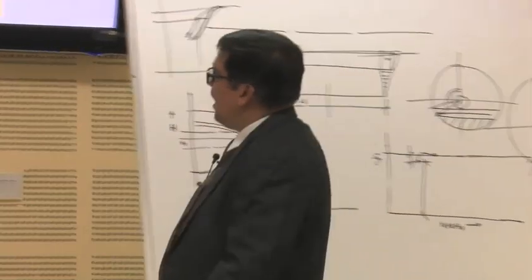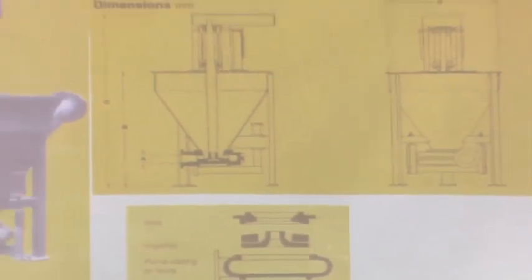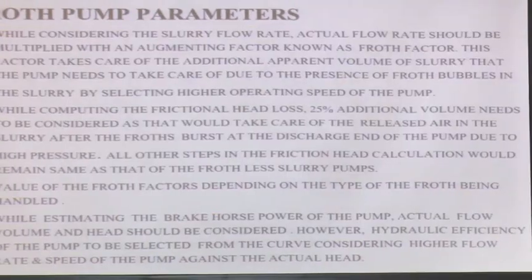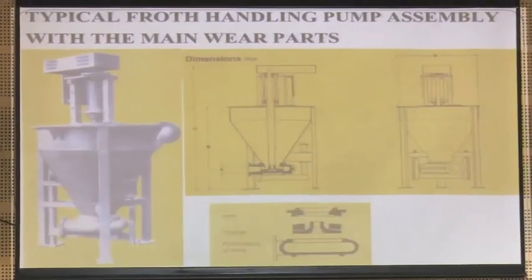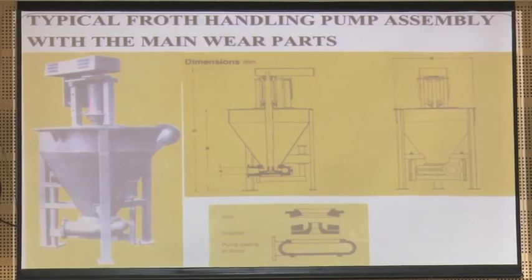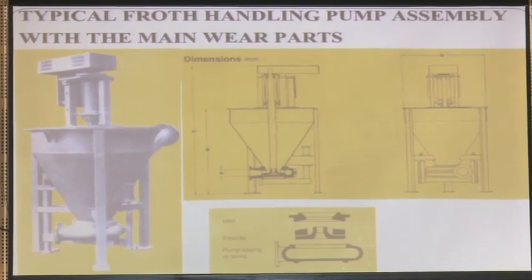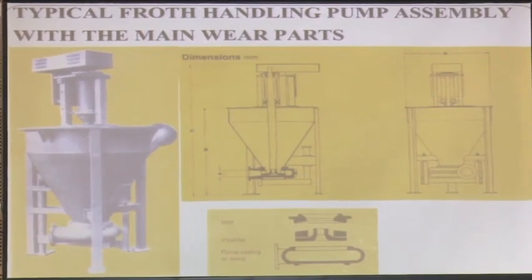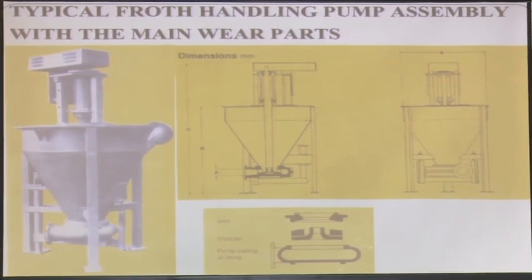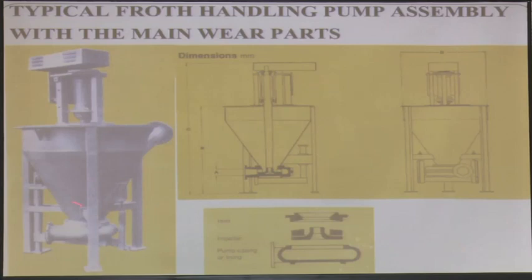Now let us come to the froth handling system. So what happens here? The pump pattern is different. Nowadays froth handling can be done both by the vertical pump as well as the horizontal pump. But in the earlier days it used to be the vertical pump only. So it is a sump pump type of thing. You see, it's a 100% flooded suction.